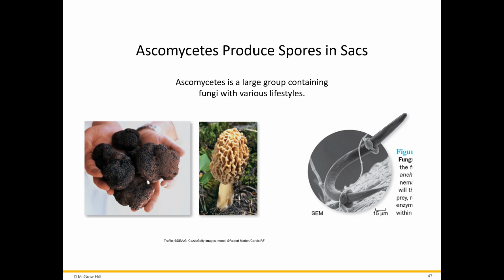Ascomycetes are known as the sac fungi. So Ascomycetes is a large group containing fungi with various lifestyles. There's all different types of Ascomycota, but this group contains a majority of the clinically significant human pathogens. So most of the human pathogens are found in the group Ascomycota, and also baker's and brewer's yeast is found in Ascomycota.